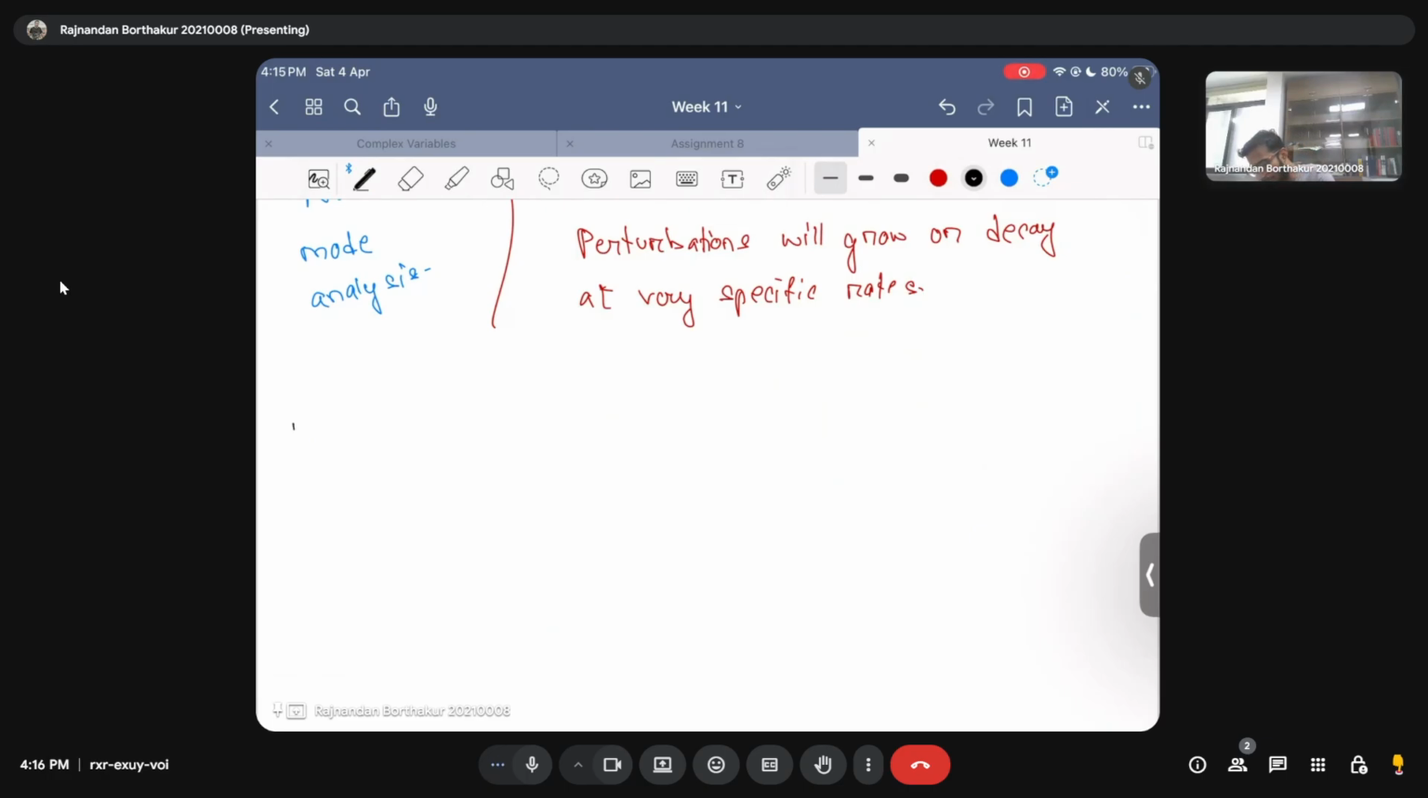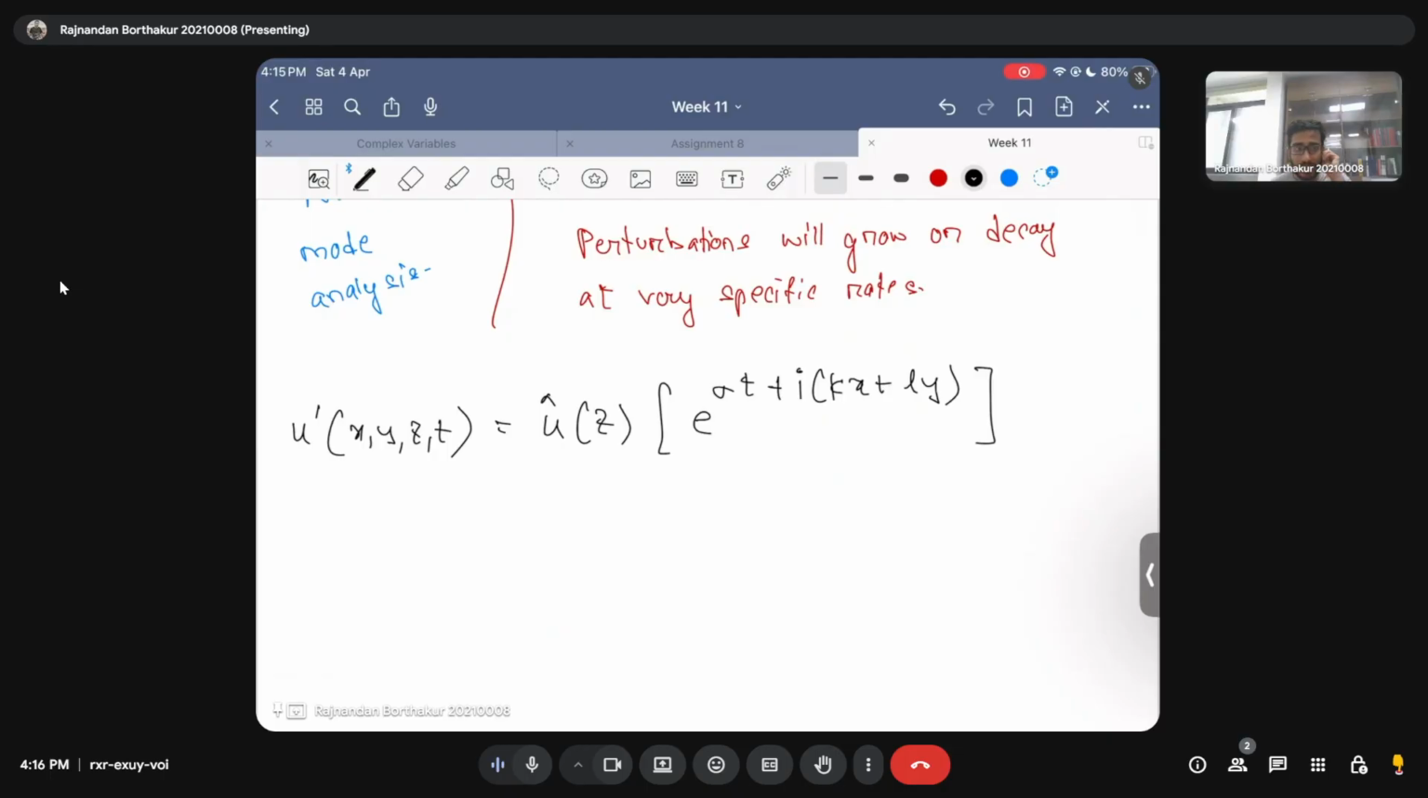Okay, for example, if I pick the x-directional perturbed velocity, this I know is a function of x, y, z and t. In terms of its normal mode, this can be written as some u hat, some function, and we will see that this is basically the eigenfunction. So this is u hat of z, multiplied with e to the power sigma t plus i times (kx plus ly). And I'll explain why this form of normal mode is taken. But trust me, let's first write down these forms, and then we will see why we take this.